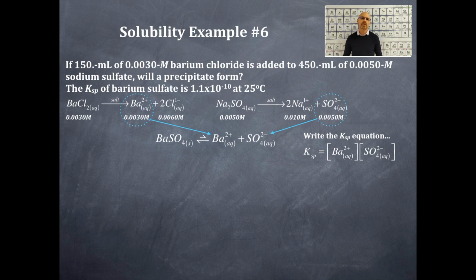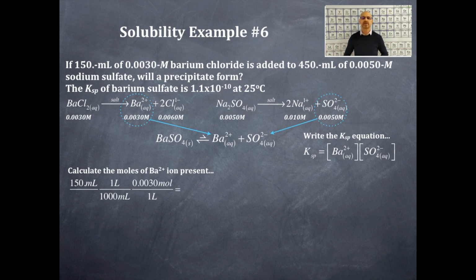Now what we need to do is figure out what the concentration of the barium and the sulfate ions are together when we mix them together. So we're going to calculate the moles of the barium ion that are present. We have the molarity and the volume of the barium chloride, 150 mL. We're going to convert from milliliters to liters with that second unit conversion. Then the last unit conversion here is taking the molarity. Canceling our units, we have 0.00045 moles of barium ion.